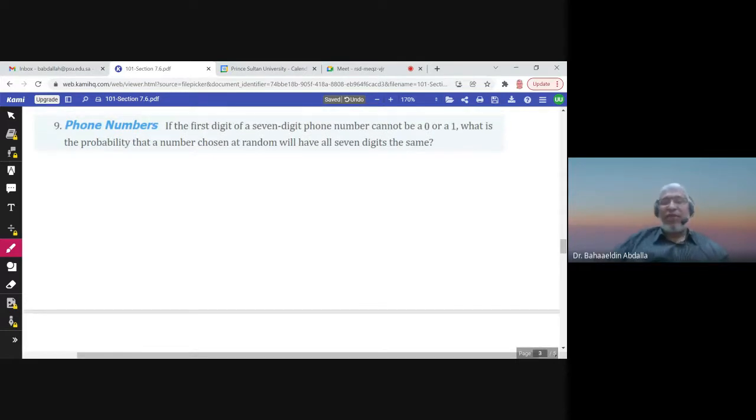If the first digit of a 7-digit phone number cannot be 0 or 1, so there are 7 digits. The first digit could be 0 or 1, so how many choices are there? Two choices: 0 or 1. What is the probability that a number chosen at random will have the 7 digits the same? Well, this is the event. What is the meaning of this? All 7 digits the same.